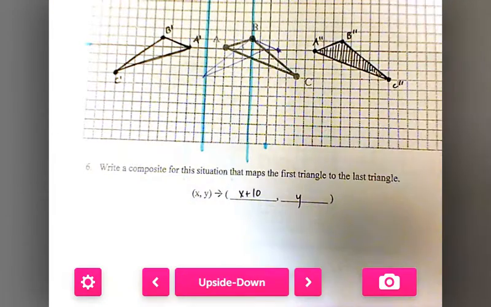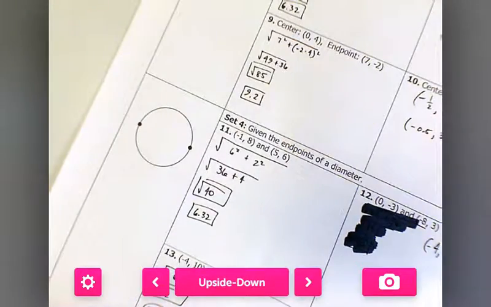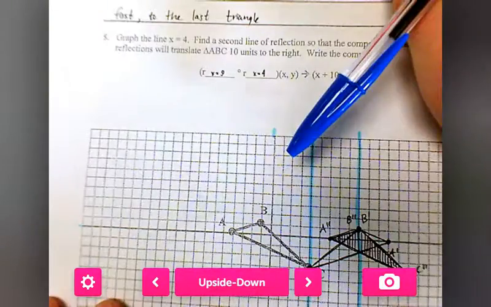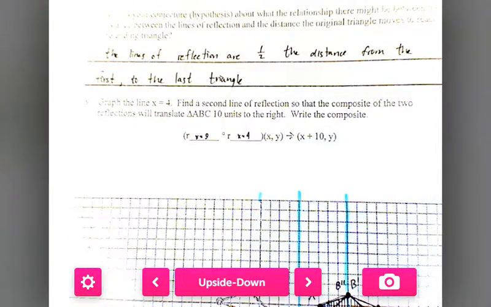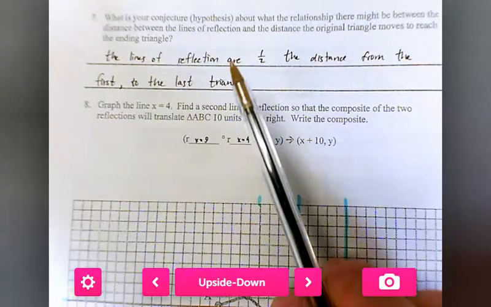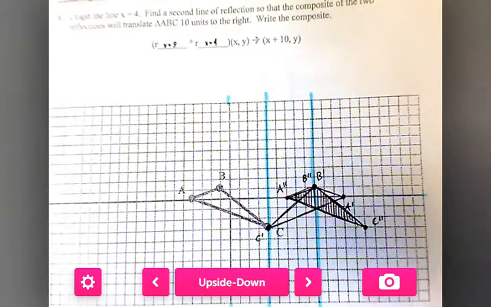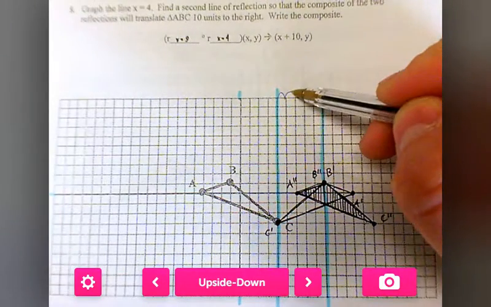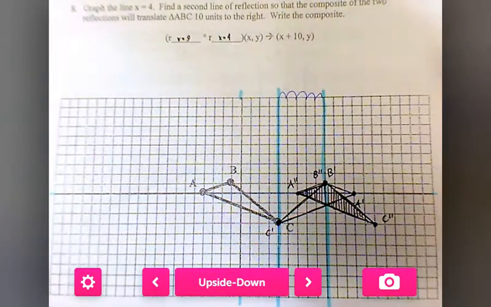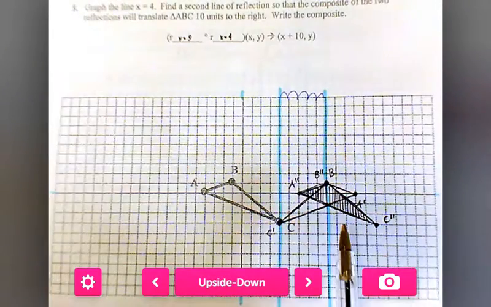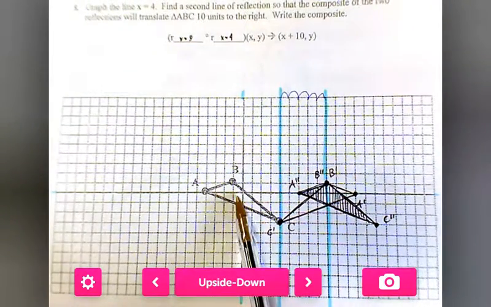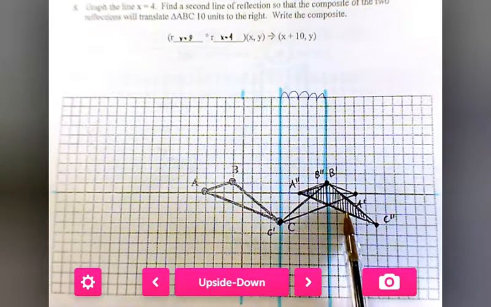Okay, good. So next page, this will be number 6, or actually number 7. Okay, so it says, what is your conjecture about the relationship there might be between the distance between the lines of reflection and the distance the original triangle moves to reach the ending triangle? That's a lot of words to say. I want you to look at this length right here between these two lines, and then I want you to look at the distance between this triangle and see how they're related.